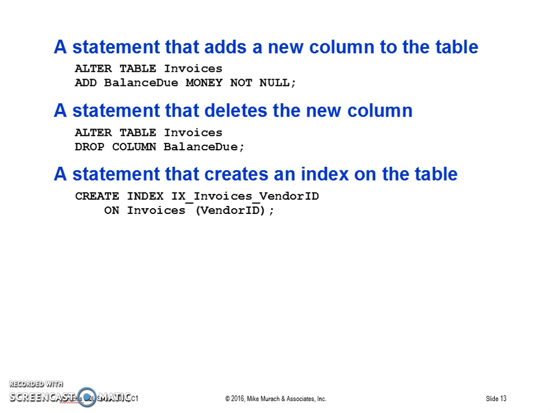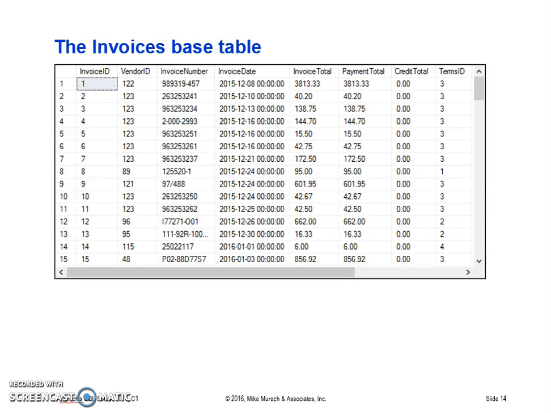This is a DDL statement, the first one, ALTER TABLE, that adds a column to the table. The second one drops a column of a table. And the third one creates an index on a table. All of these are DDL statements. We have an invoices base table in the AP database that we'll be loading.